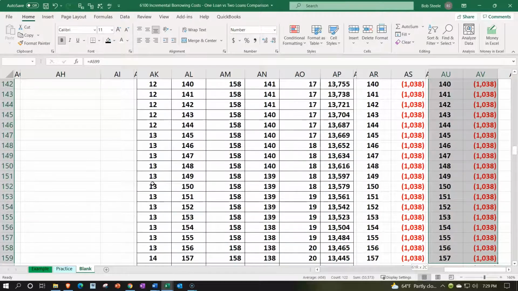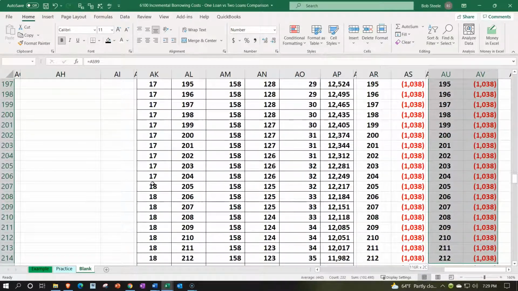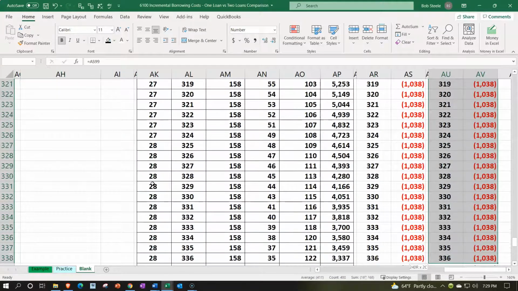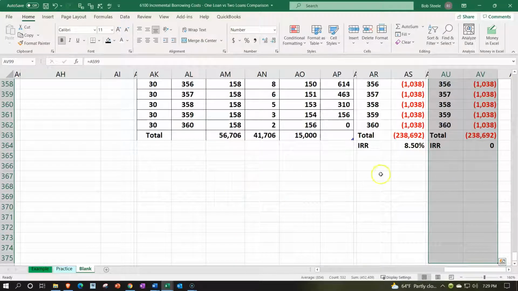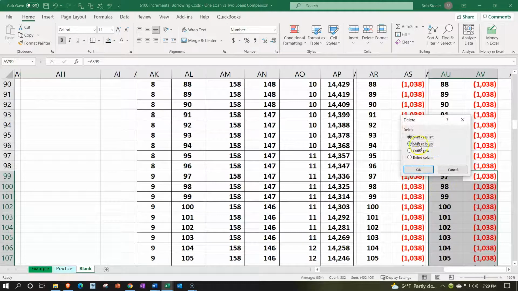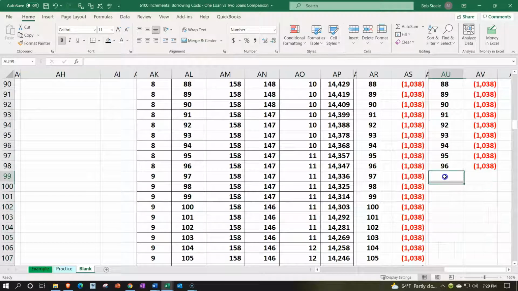So we're not going to be using it because we're stopping. As we stated, after 8 years, that's what we're doing. So everything underneath, we're going to delete. So I'm going to right click and delete that stuff. Move the cells up. Going to total this up.